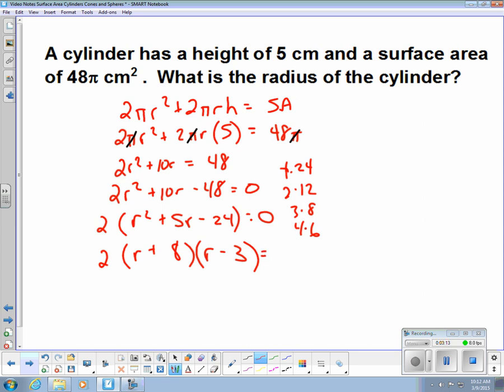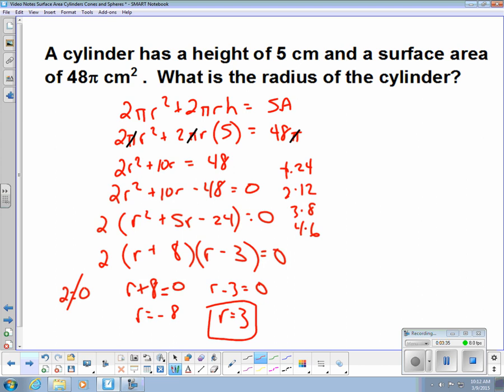Then remember I have to solve my factors. So r plus 8 equals 0, r minus 3 equals 0, and 2 is equal to 0. This doesn't do anything for me because there's no variable there, but I like to do it anyways just in case a variable becomes in there like it does in Algebra 2. I get r is equal to negative 8 and r is equal to 3. So since I can't have a negative radius, my final answer here is r is equal to 3. You must have all this work. You cannot guess and check your way through this figure.